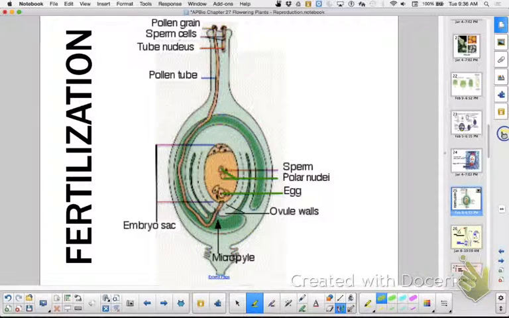Okay, so what are we looking at here? We have 2 pollen grains that have landed here. They're each trying to build a pollen tube. This one's winning out. And then the double fertilization: you're going to fertilize the egg, and you're going to fertilize the polar nuclei to form the triploid endosperm.